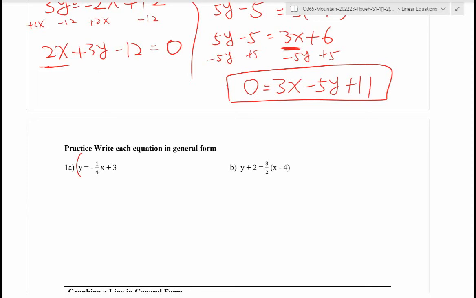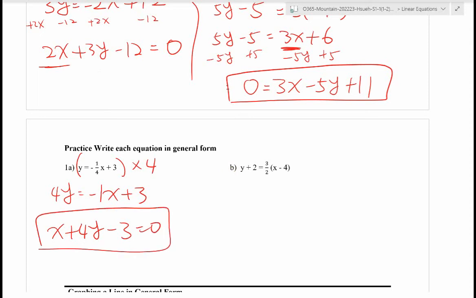Okay, so here, similarly, times it by 4, right? So you get 4y equals negative 1x plus 3. Moving negative 1x to the left, you get x plus 4y. Move the positive 3 to the left, you get minus 3. And that is your general form.